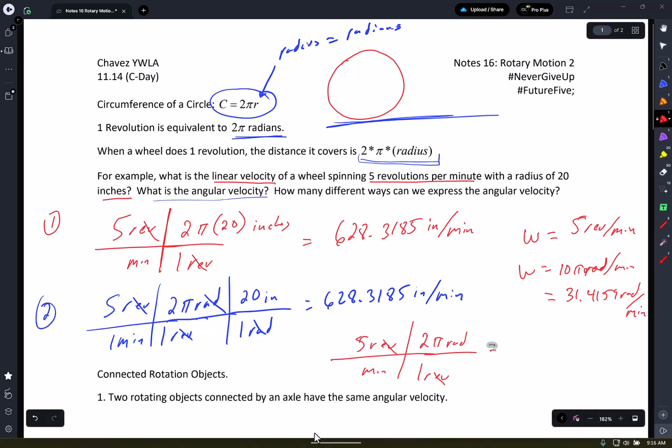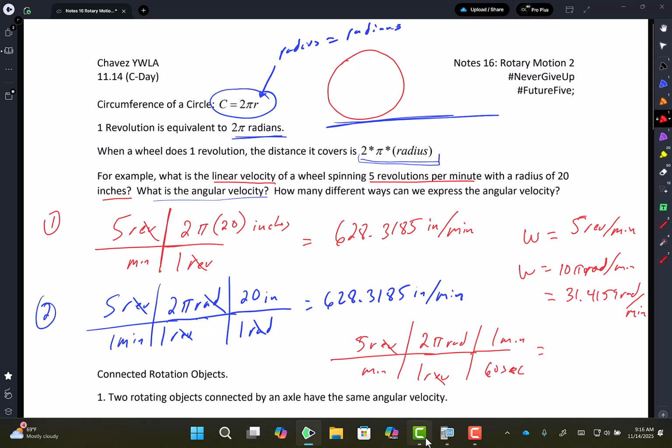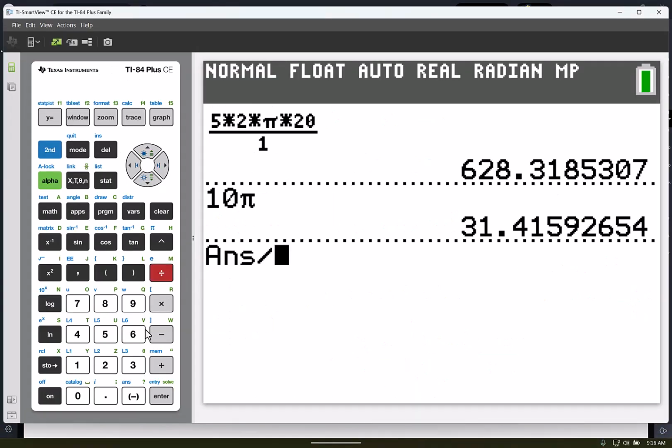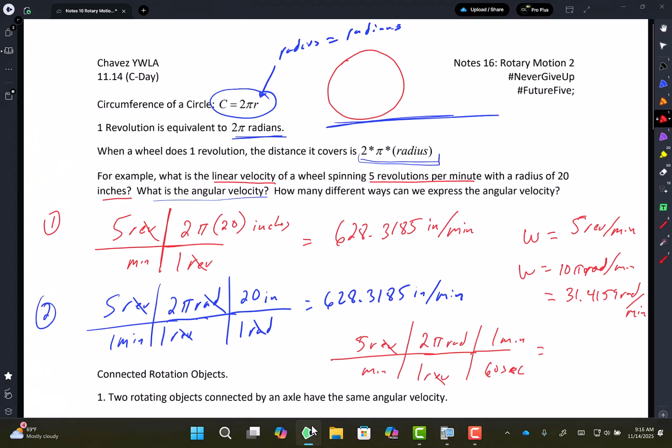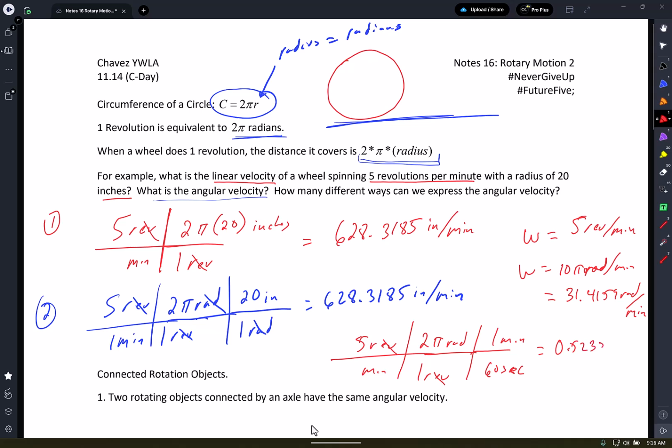You don't have to. If you wanted to, you could express it per second. I'll just extend it one more time. In 1 minute, there's 60 seconds. So let's see what that is. So I'm going to just take this number and just divide by 60. 0.52359. Let's see. 0.52359 radians per second.